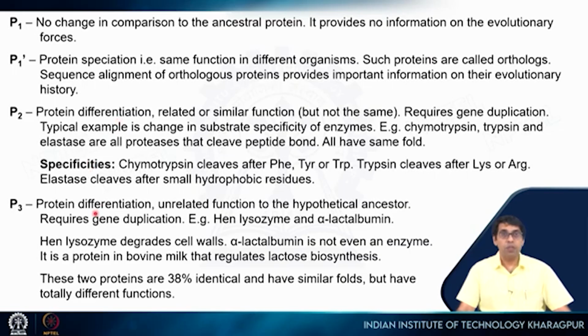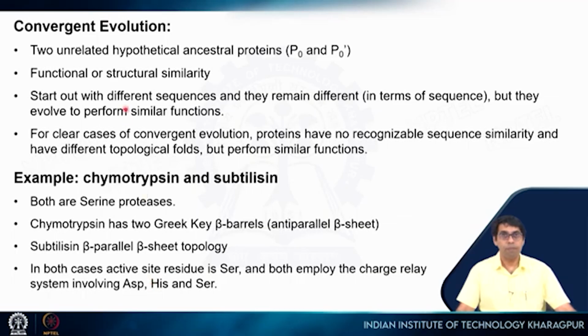And then the third one is where the function is completely unrelated. For example, hen lysozyme which breaks the bacterial cell wall, and alpha lactalbumin which is not even an enzyme. Okay. Alpha lactalbumin is a protein in bovine milk that regulates lactose biosynthesis. These two proteins are 38% identical and they have similar fold but have completely different functions. So, this was divergent evolution.